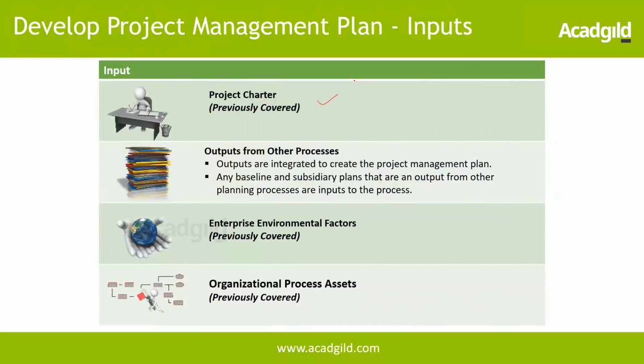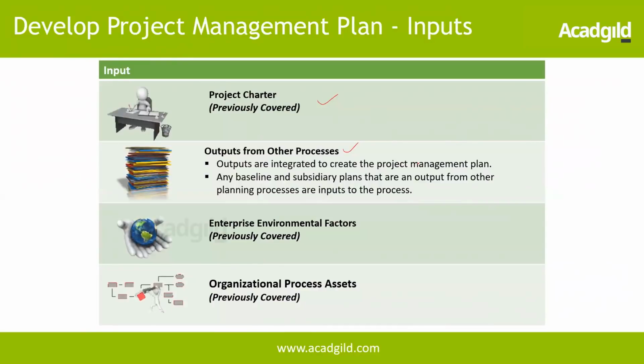Based on the inputs in the project charter, the project manager takes those inputs, and then the outputs from other processes, which I have just briefly introduced. These outputs are integrated to create the project management plan. They could be outputs from other processes across other knowledge areas that act as a key for the project manager to develop this plan. Any baseline and subsidiary plans that are outputs from other planning processes are inputs to this process. And enterprise environmental factors, the things that are going to influence your project, become an input here.